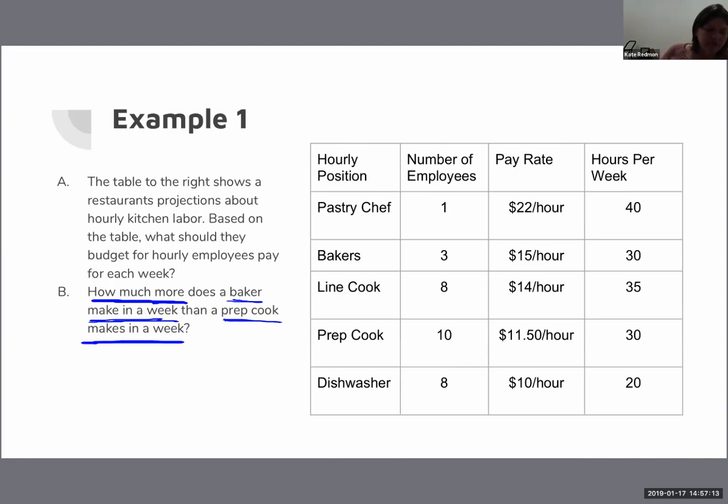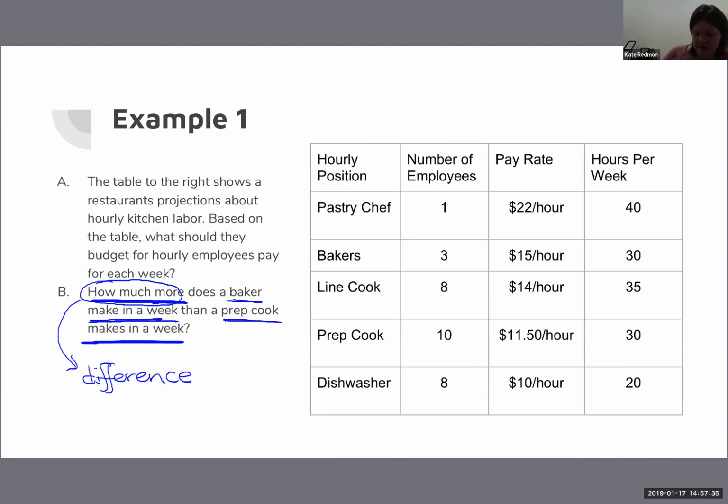It really does. So let's look at B. It says, how much more does a baker make in a week than a prep cook makes in a week? So how much more? I'm comparing. I'm looking for the difference. I don't care whether I say how much more or how much less. I'm still comparing. I'm still looking for a difference.